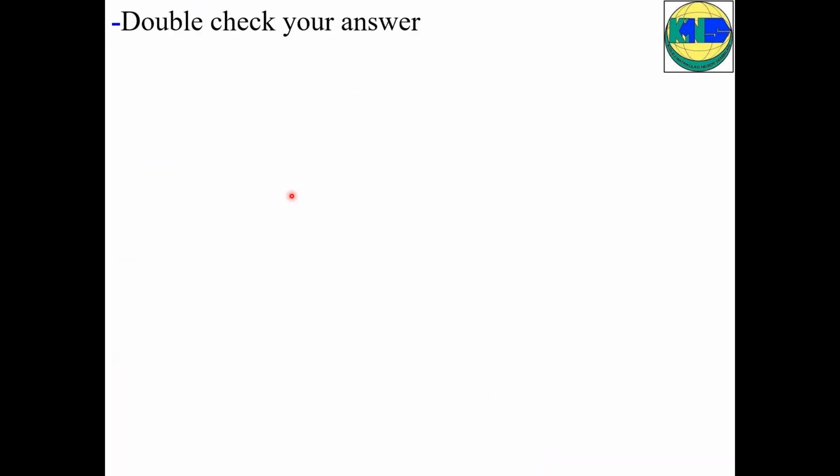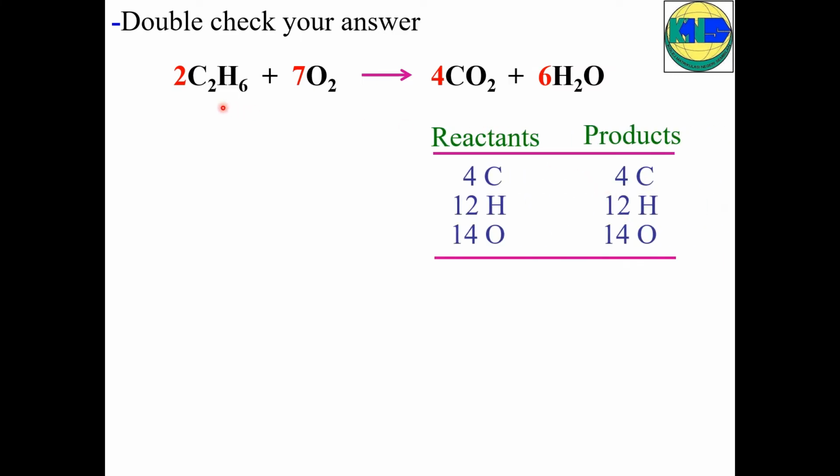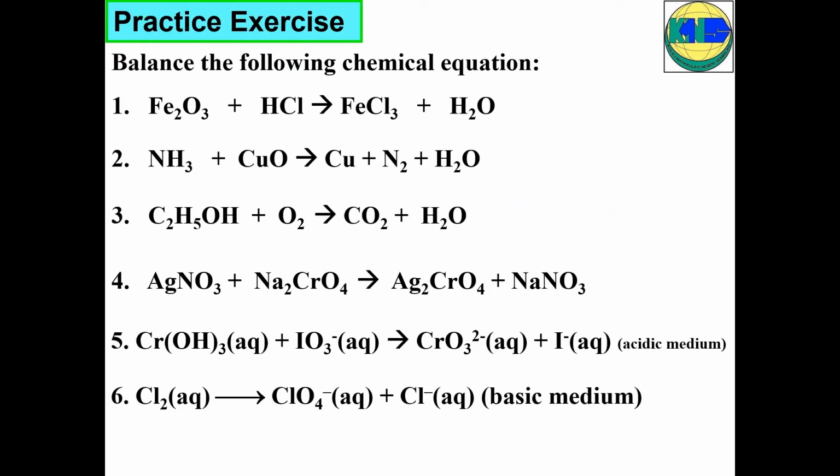We can double check our answer. For the reactants, we have 4 carbons: 2 multiplied by 2 is 4, so it is 4 here. Then hydrogen is 12: 2 multiplied by 6 is 12, and 6 multiplied by 2 is 12. Then we check oxygens: 7 multiplied by 2 is 14, and 4 multiplied by 2 is 8, 8 plus 6 is also 14. So we can make sure the equation is balanced. A practice exercise: students can try to balance the following chemical equations.